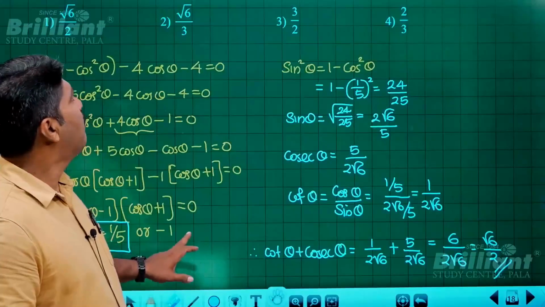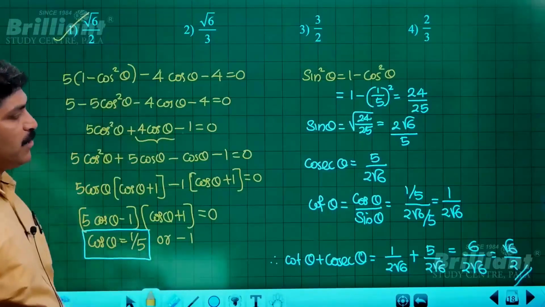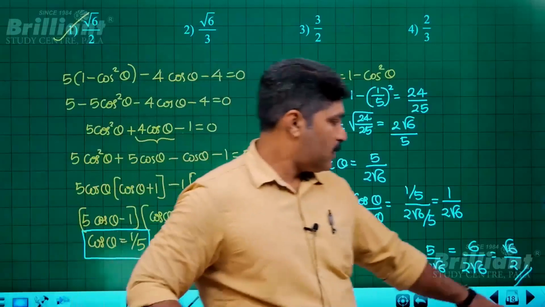That is root 6 by 2. So this is the option. Clear? Then move to the next question.